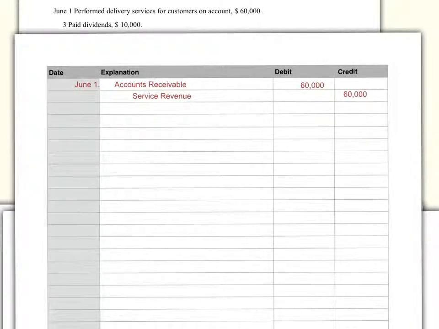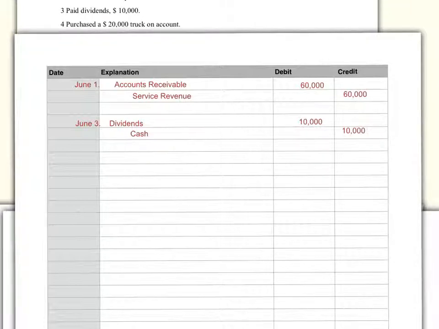June 3rd, paid dividends, $10,000. That would be with cash. Debit dividends, $10,000, credit, cash. June 4th, I purchased a truck, $20,000 on account. I didn't pay for it. I will pay for it later. The debit then is to truck and the credit to accounts payable.